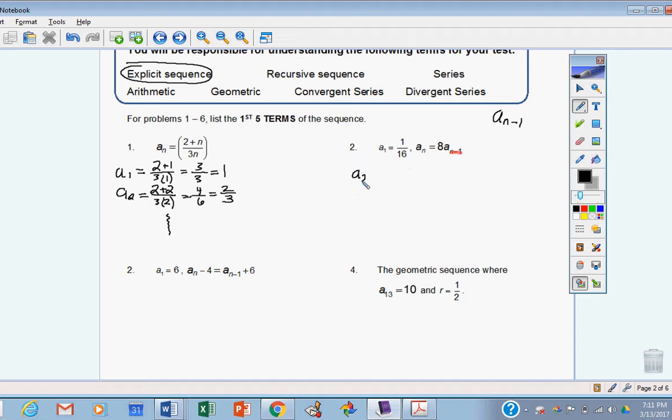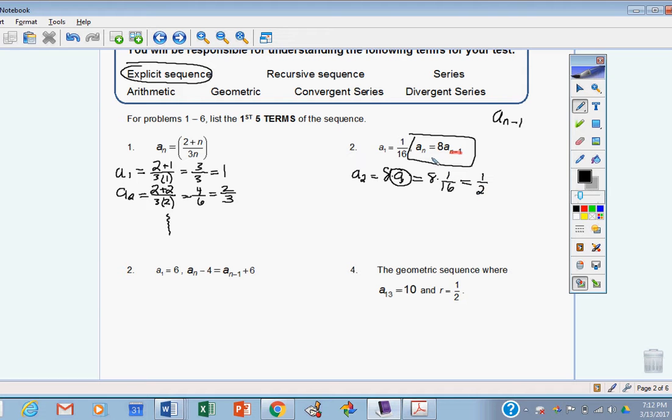If I'm finding the second term, think about this. I have my formula right here for the nth term. If I put in the second term, I've already got the left side of my equation. So all I have to do is 8 times a sub 2 minus 1. Well, what is 2 minus 1? That's literally just the number 1. And now we think, what is a sub 1? Well, we know a sub 1 is 1 over 16. So this essentially becomes 8 times 1 over 16, because that is the first term, and that becomes 8 over 16, or 1/2.